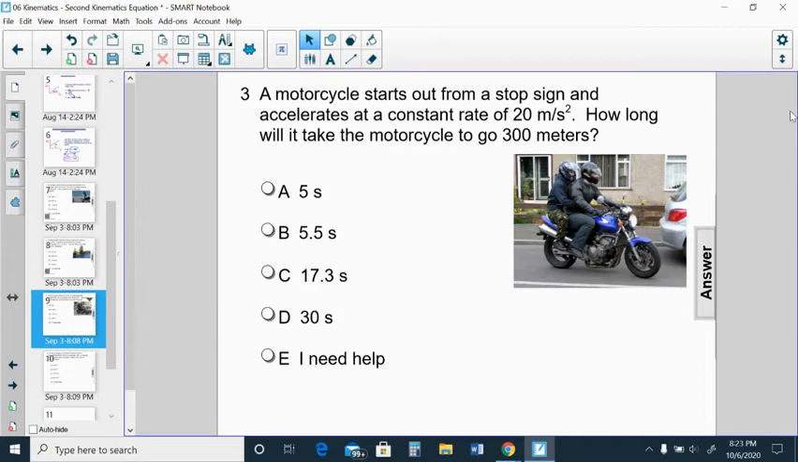A motorcycle starts out from a stop sign and accelerates at a constant rate of 20 meters per second squared. How long will it take the motorcycle to go 300 meters?